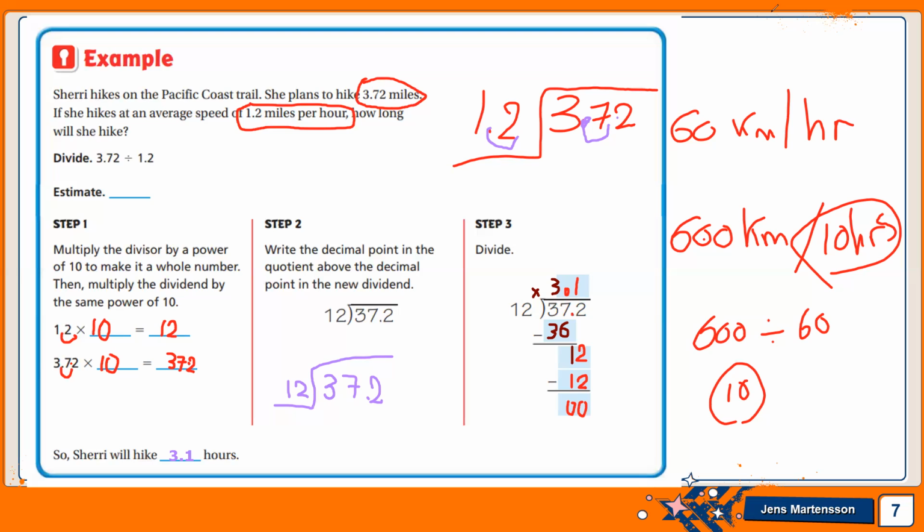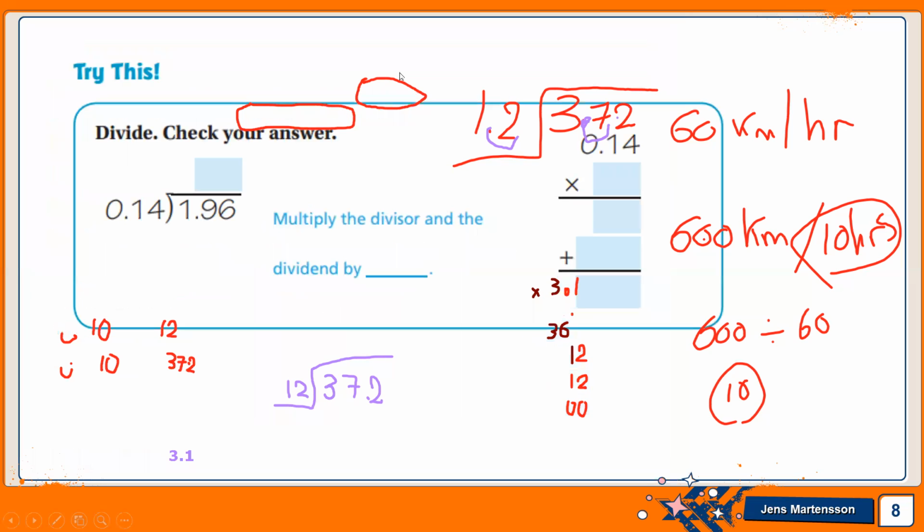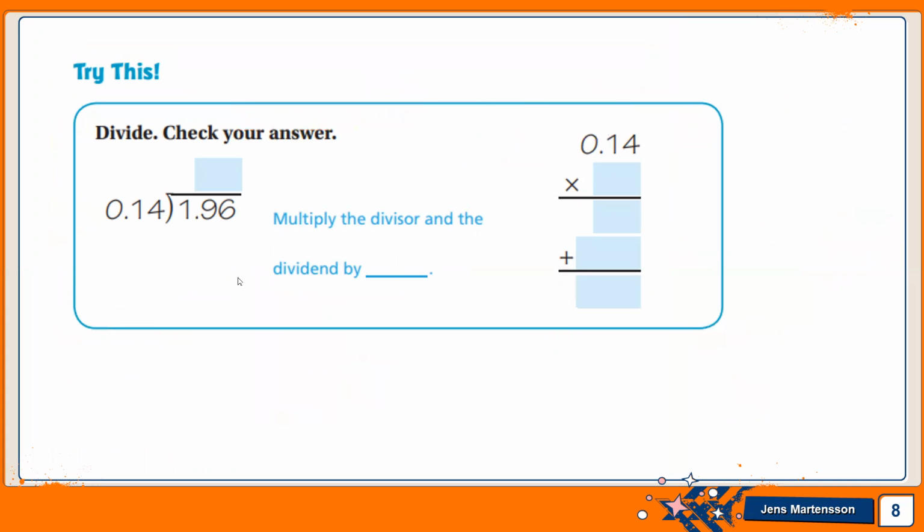Now, did you finish writing? Okay. Now, this one here. Here, what do we have? We have 1.96 divided by 0.40.